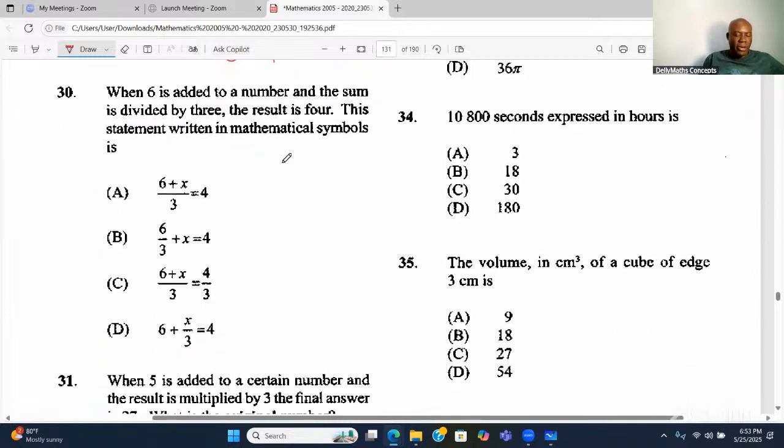Let's go with number 30. A lot of times people misinterpret this, misrepresent it. So let us see what's going on. All right, very good. Very good. All right, let's go. Let's see what you have for number 30.